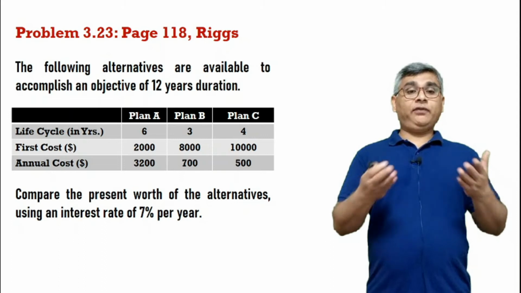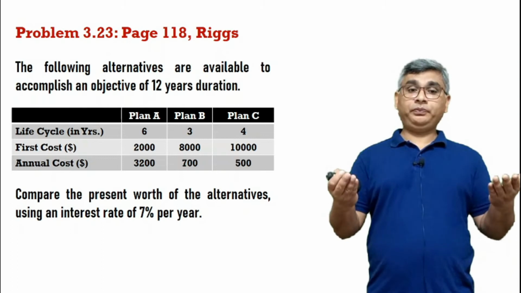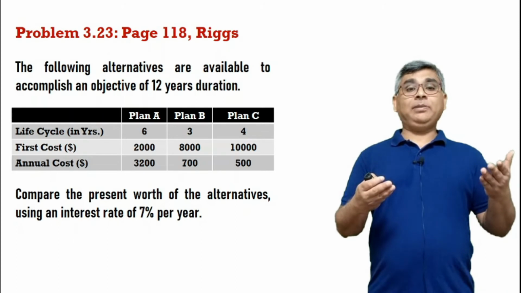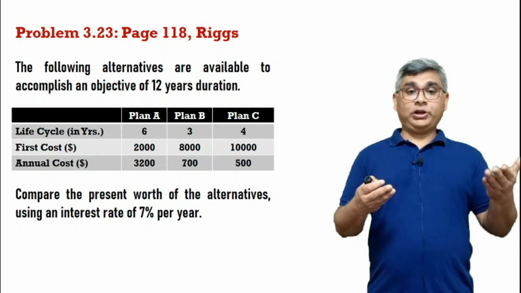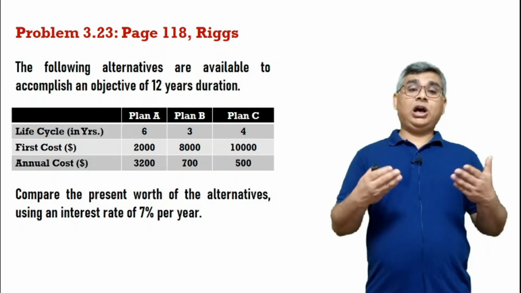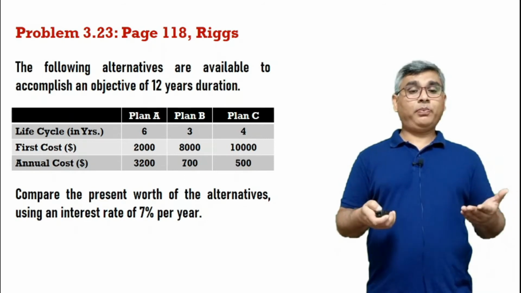So in this, if we just take up the LCM of 6, 3 and 4, it will be 12 years. That means plan A is to be executed 2 times, plan B is to be executed 4 times, and plan C is to be executed 3 times. So let's see how the cash flow will look like and what is the solution to this problem. So let's see the solution of the problem where the different alternatives have different economic or useful life.